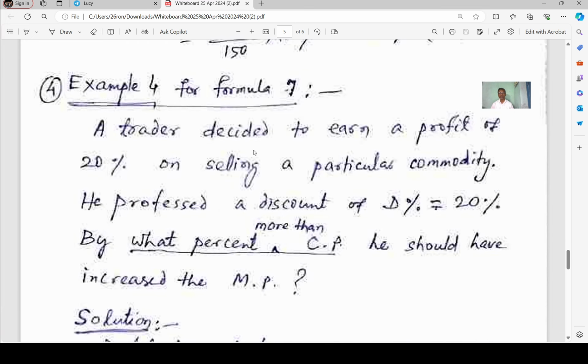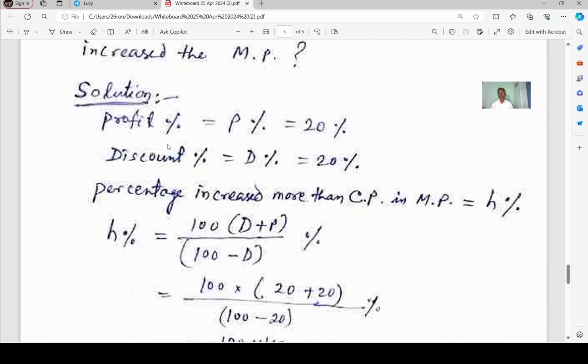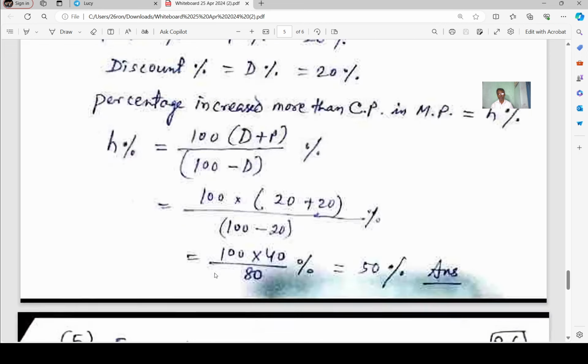Example 4 for formula 7. A trader decided to earn a profit of 20% on selling a particular commodity. He professed a discount of D percent equal to 20%. By what percent more than CP should he have increased the market price? Solution: profit percent P equals 20%, discount percent D equals 20%, and percentage increased more than CP in MP equals H percent. And H percent equals 100 into D plus P divided by 100 minus D percent.